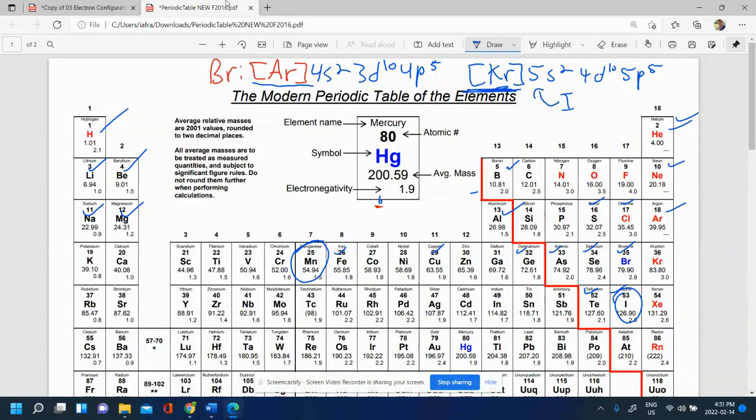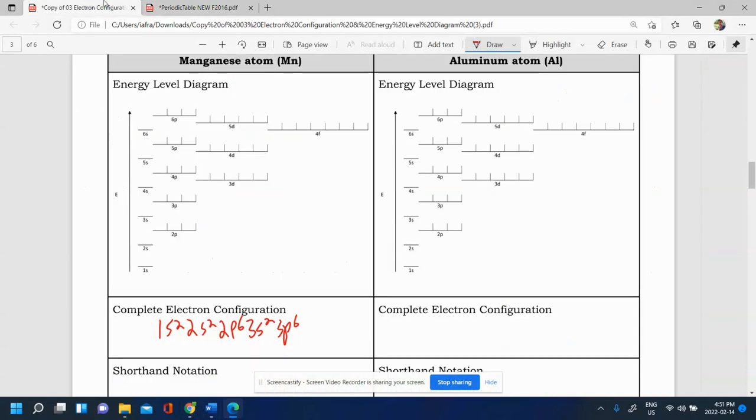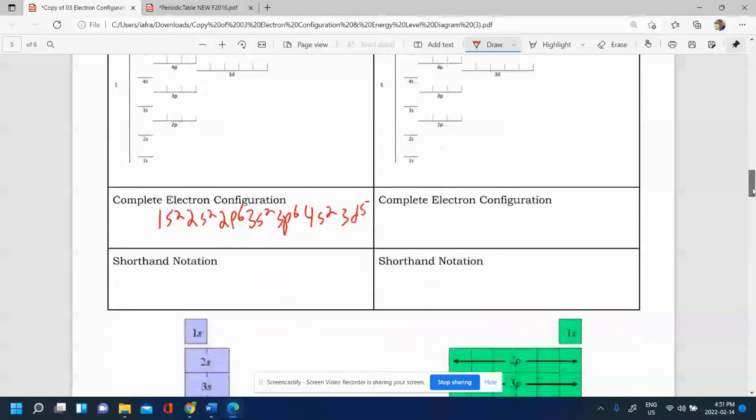So now we need to do 4s1, 4s2, and now we're going to 3d: 3d1, 2, 3, 4, 5. So 4s2 and 3d5. That's our complete electron configuration for manganese.